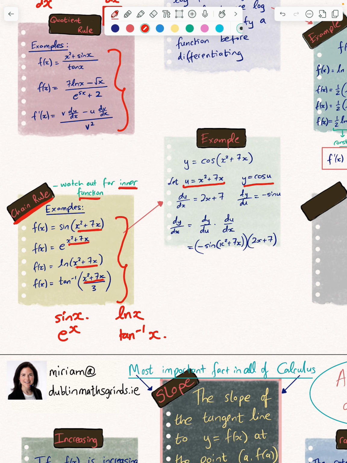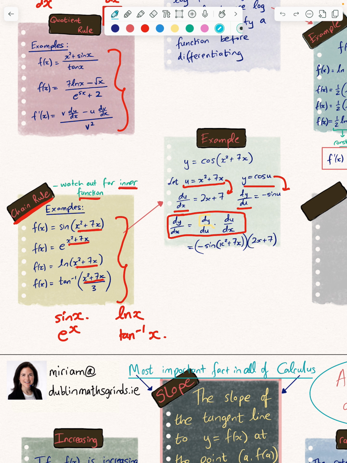You write y in terms of u. You find du dx and dy du, so the derivative of each part with respect to the variable that it depends on. And then the chain rule says dy dx is dy du times du dx. When using the chain rule, make sure that these two line up. So dy dx is equal to dy du times du dx, and these du's are equal to each other.